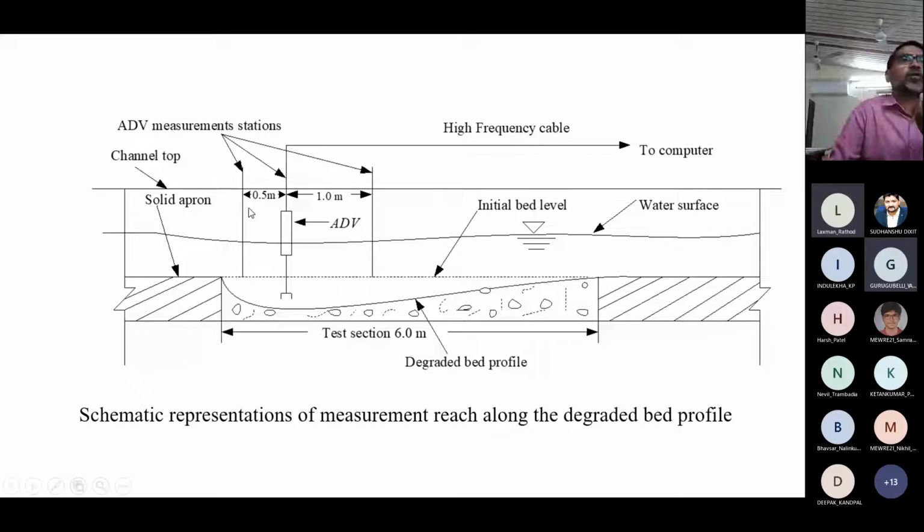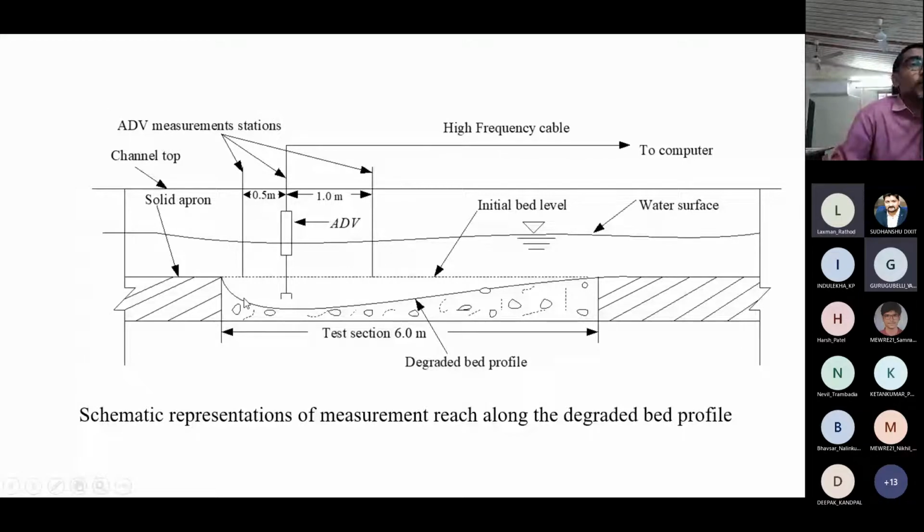So you would have 4 stations. But I do not have much time to take the reading, because one reading takes 2 to 3 minutes, and this 3-station setup itself is a lengthy process. So I opted to have only 3 stations: one at section 1, 0.5 meter away from that is section 2, and 1 meter away from section 2 is section 3. So these are the ADV measurement stations.